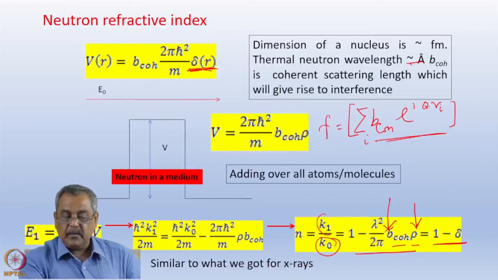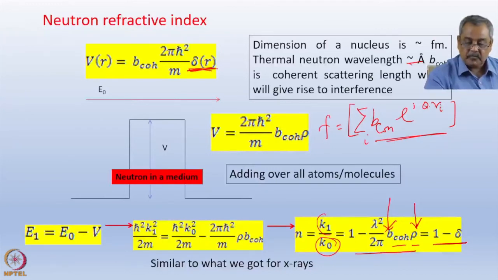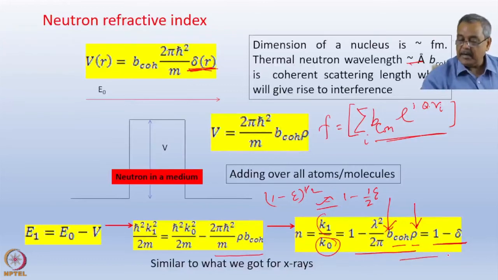So I tell you once again, this is k1 square. I just multiply the whole thing with twice m by h square. I get k1 square equal to k0 square minus this factor, and then k1 square by k0 square is 1 minus 2 pi rho b coherent, and when I square root it, assuming that these are very small values, 1 minus epsilon to the power half is equal to 1 minus half epsilon approximately. Under the approximation, I get the value of refractive index for neutrons.